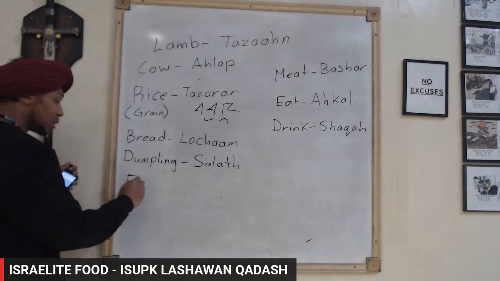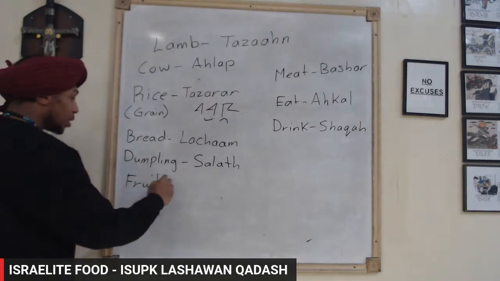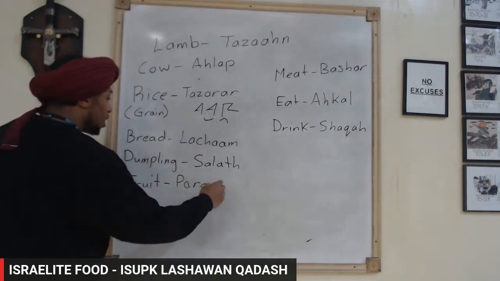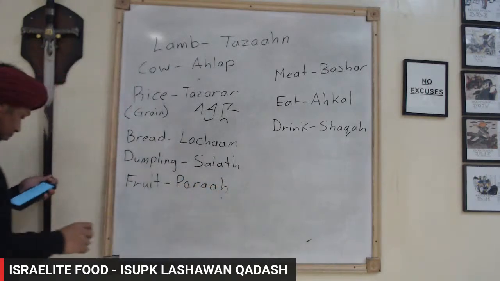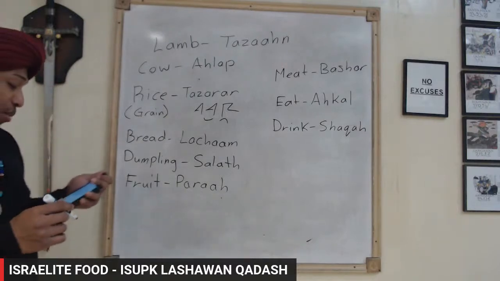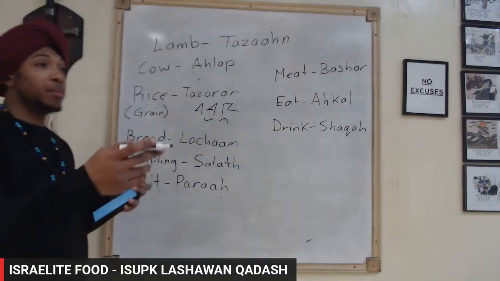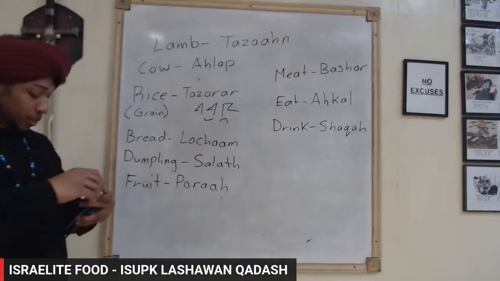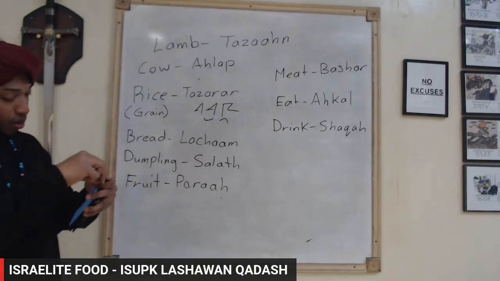Fruit is pa-ra-ah. Okay. Barley. What the hell is barley again? Barley. I know barley makes beer, right? Yeah, but it's a grain. Barley's a grain. I got barley in here. I don't want to put barley on there.